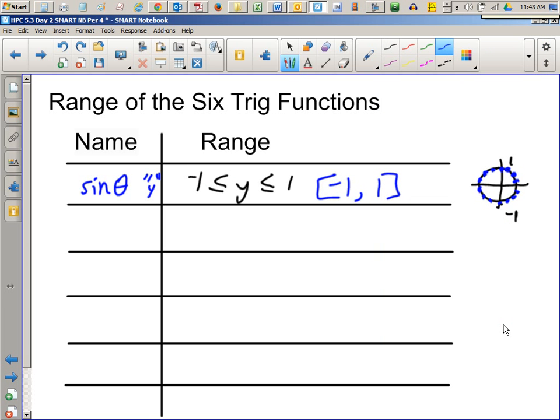Okay, let's talk about cosine. Cosine is the x-coordinate of all those blue dots. But isn't it true that your cosine is also going to be between -1 and 1, because all of these points have an x-coordinate greater than or equal to -1, yet less than or equal to +1. So we can write the same exact thing for range here on cosine.